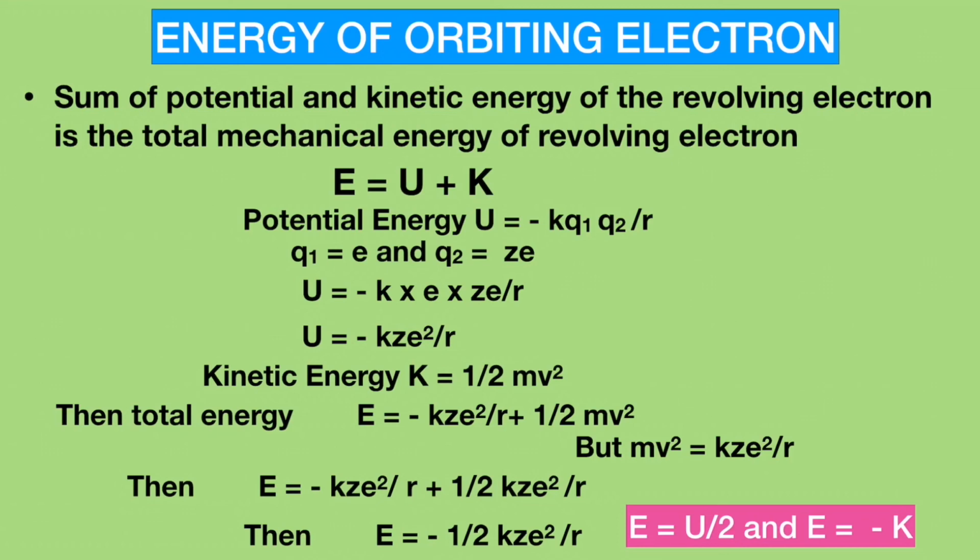So in this video lecture we discussed the revolving motion of the electron around the nucleus, which force is providing the necessary centripetal force, what the formulas for orbital radius and orbital velocity are, and what the total energy of the orbiting electron is. I hope this will help you to understand the revolving motion of the electron around the nucleus.